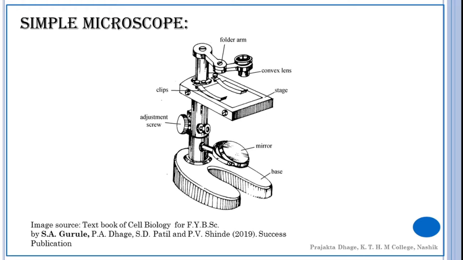Now the magnification obtained by a simple microscope or simple lens cannot exceed 3 times due to the distortions which are produced at higher magnification. The distortions may be in color, form, or in contrast.